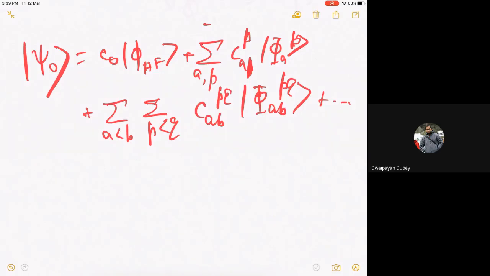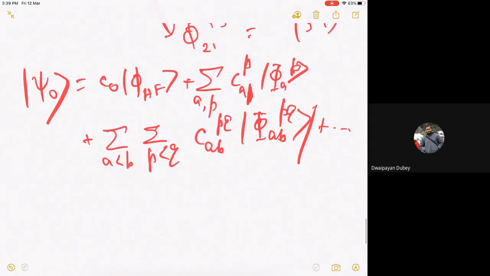I'm just writing up to doubly excited, or you can write full. If you write full, then within this basis, it is exact. What is this basis? This is the 2k basis. So this is n, these are 2k minus n, and so on. Occupied is n, unoccupied is 2k minus n.